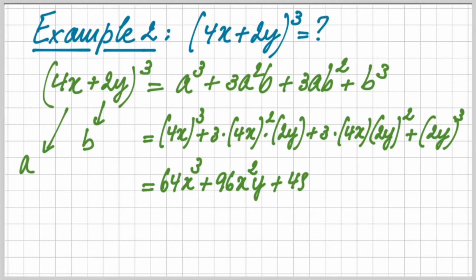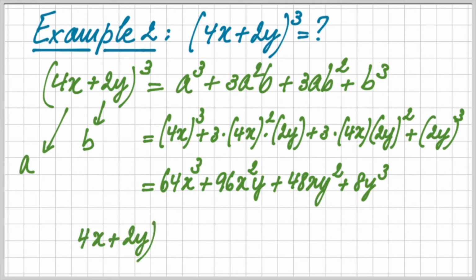The third term, we have 3 times 4 times 2², which gives us 48. We have x and y², so the third term is 48xy². And the last term, we have 2³, which is 8. y³ is y³, of course. And we find for the last term 8y³.